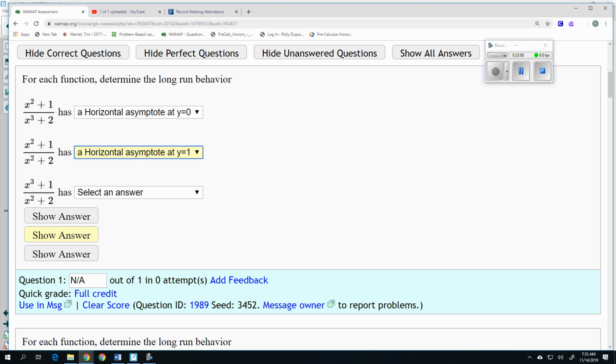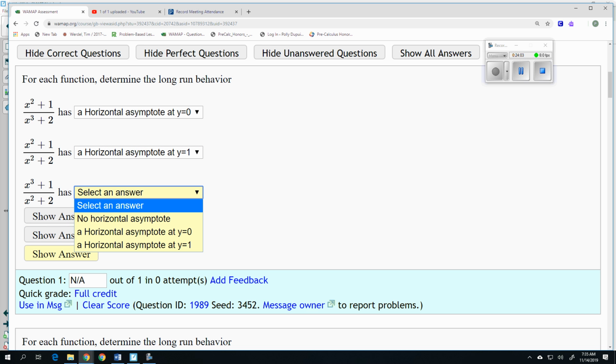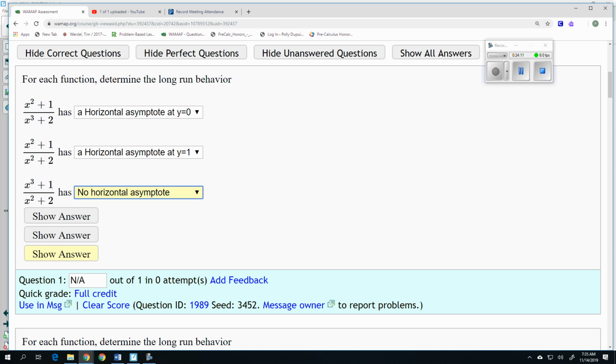Okay. And oh, what do you notice about this one? The numerator is larger, so does it have a horizontal? It's switched to a what? So we're going to say no. Okay, check and see if you got that right. Okay, so that's what you're going to be doing. We want you to look at things, not always compute.